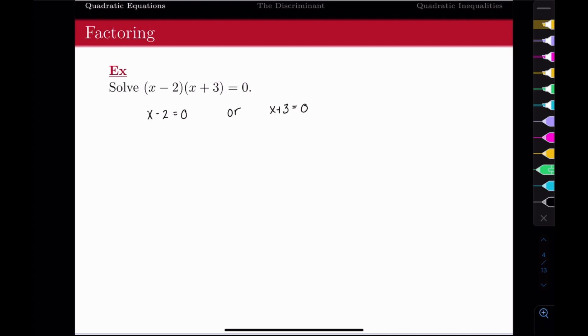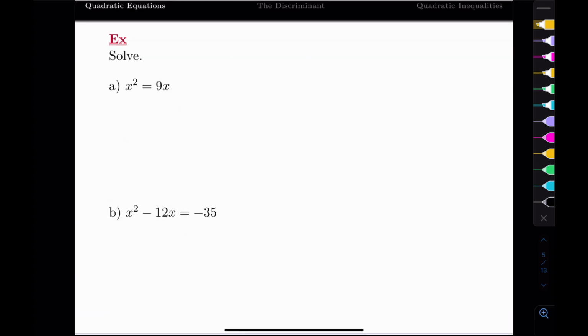And then from here, we can just solve as we normally do. So we get x by itself by adding 2 over. And we get one solution of x equals 2. And then doing the same for the other, to get rid of that 3, we go ahead and subtract it to the other side. And we get a second solution of x equals negative 3. So when we're dealing with a quadratic, it's x squared. There's possibly 2 solutions. You might have one solution because it could be repeated, but typically there's going to be 2.